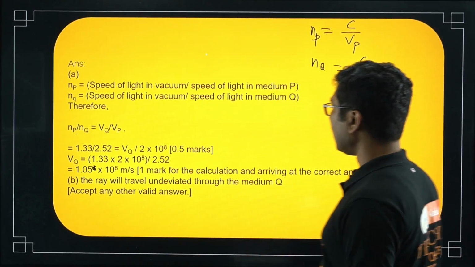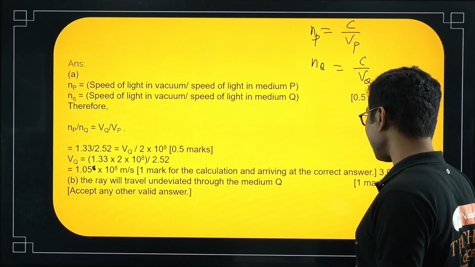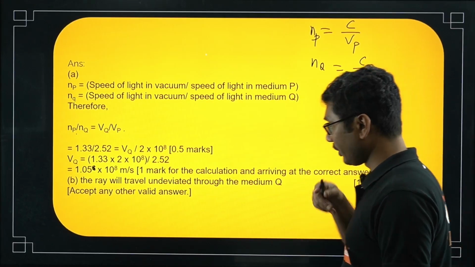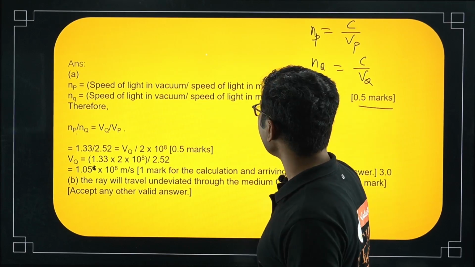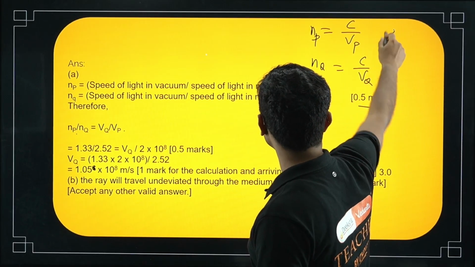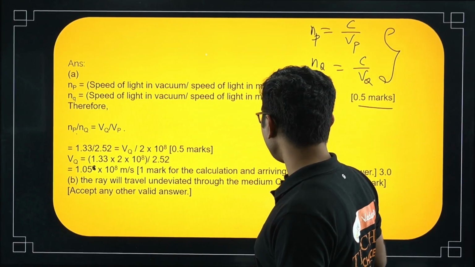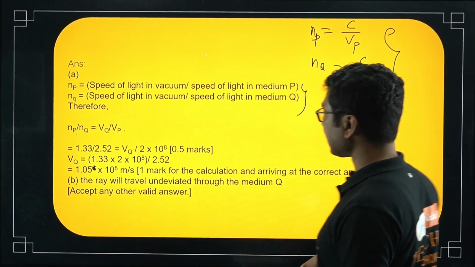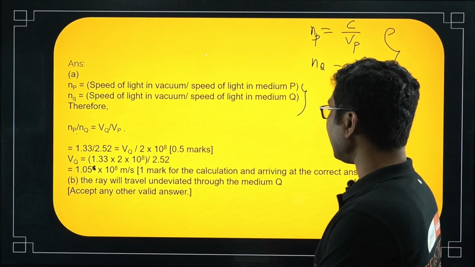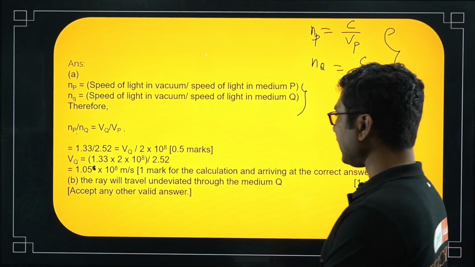Okay, 1 mark for calculation and arriving at the correct answer. So 0.5 mark you get by writing these formulas. Okay, you can write it like this also, and 0.5 mark you get for this part, and part B is another 1.5. The ray will travel undeviated through the medium Q, or any other valid answer.